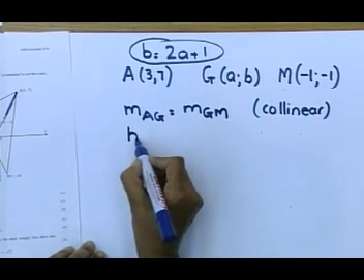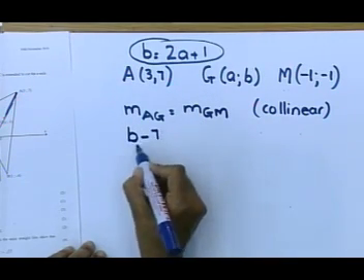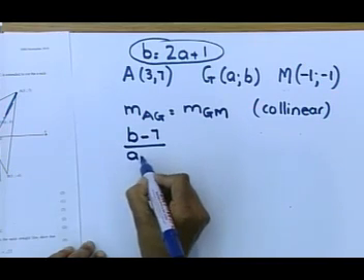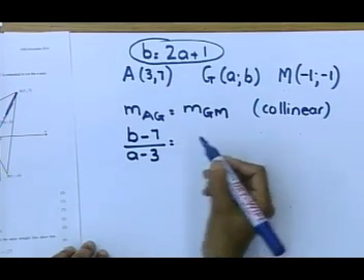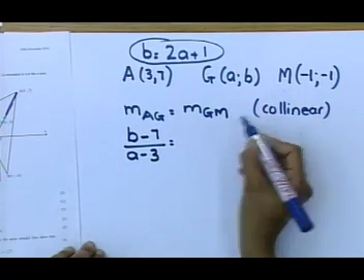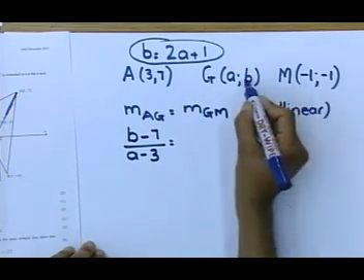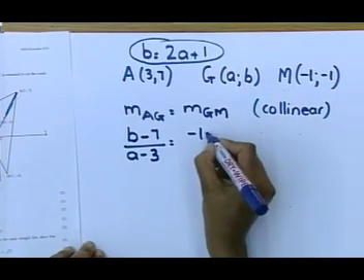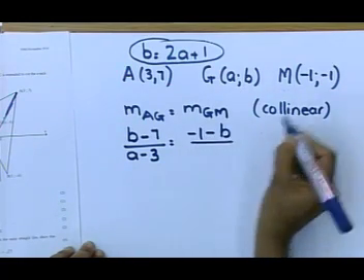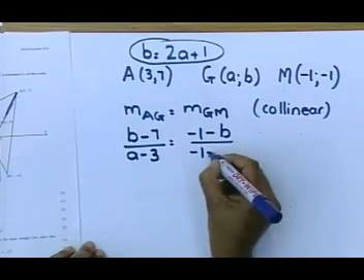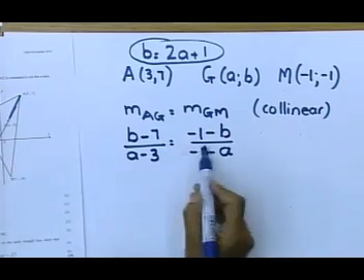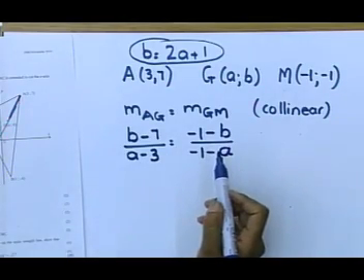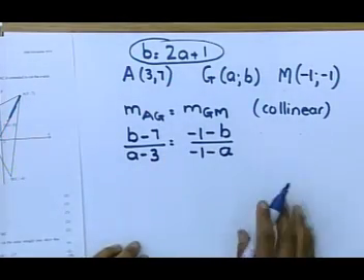So it is B minus 7 over A minus 3. You can fill it in by yourself. And GM: negative 1, negative B over negative 1, negative A. What did I do? I equated my gradients. I put them equal to each other because they told me they lie on the same straight line.